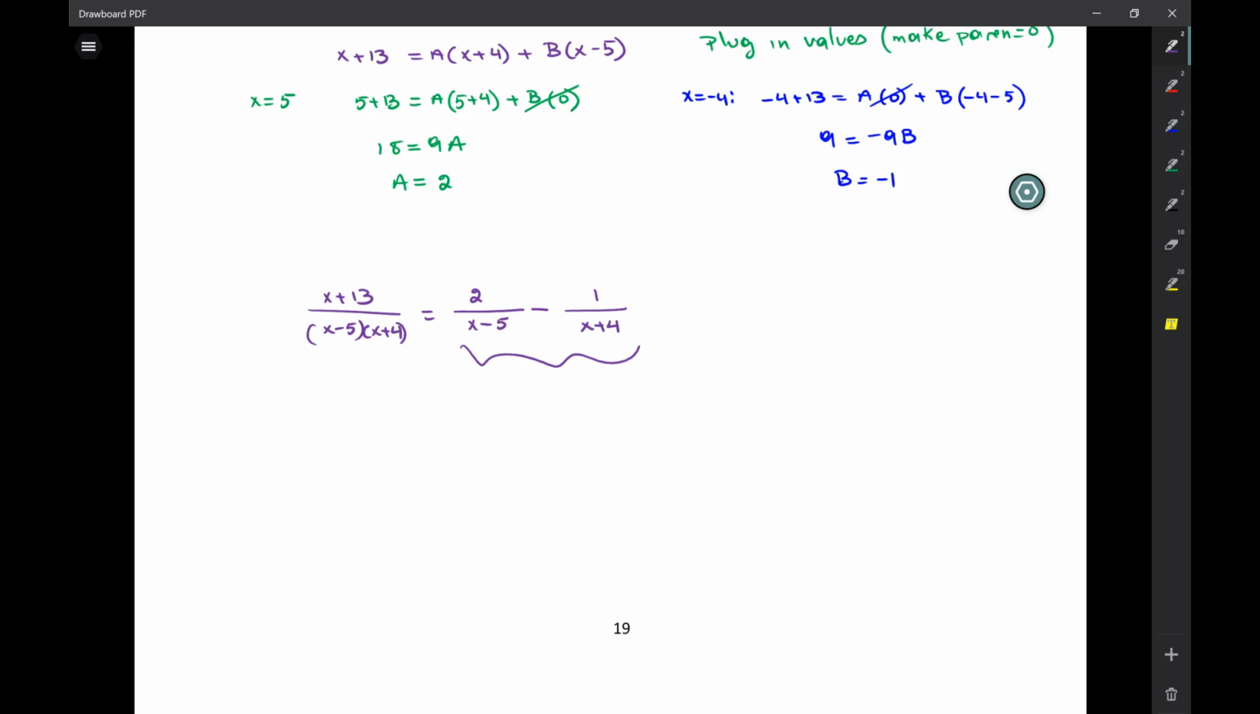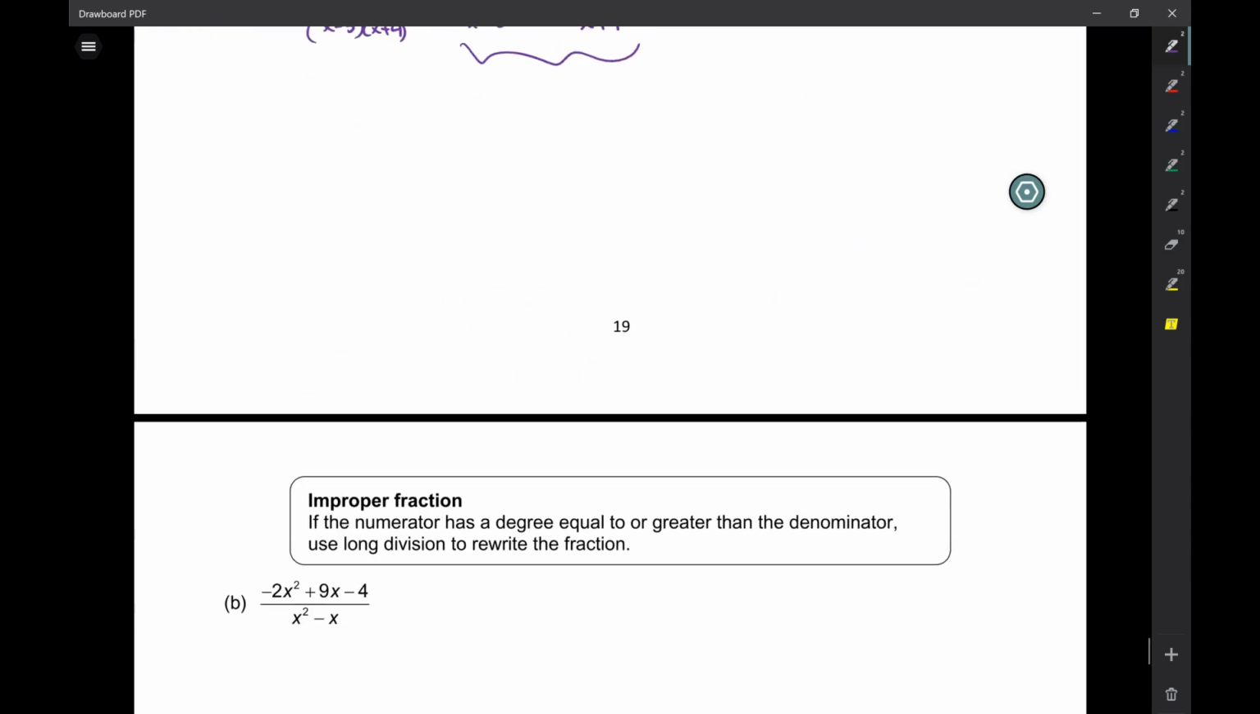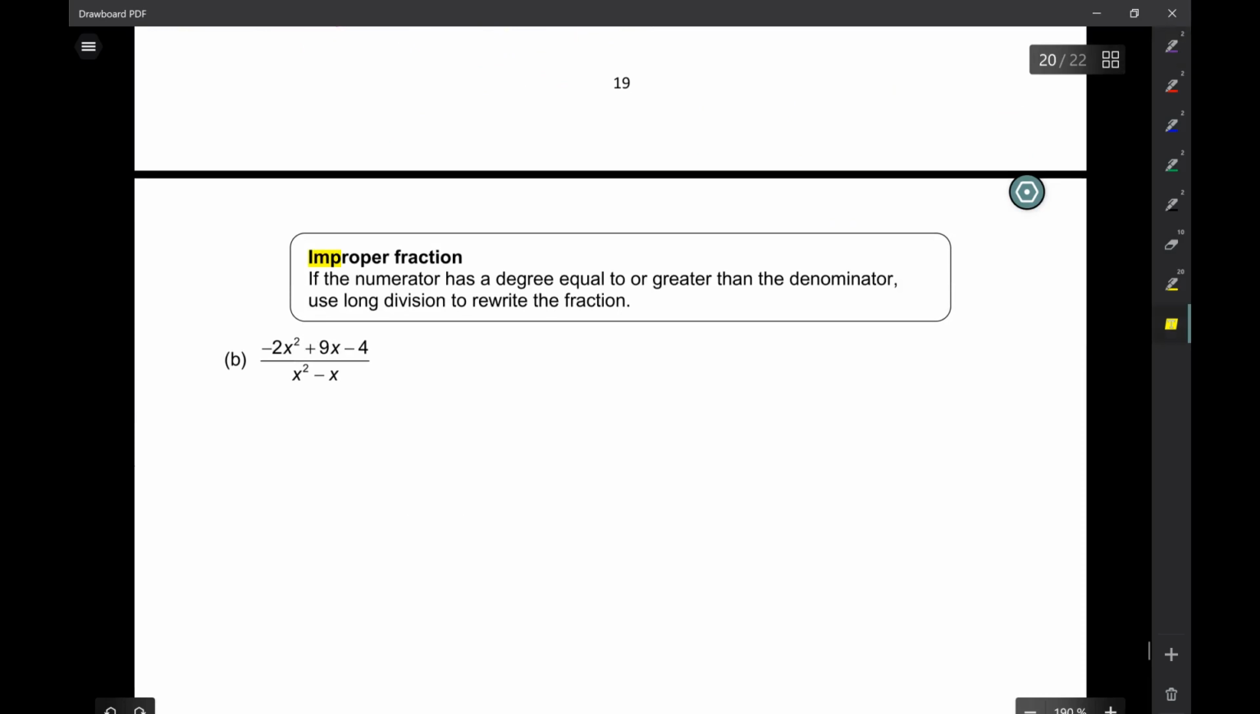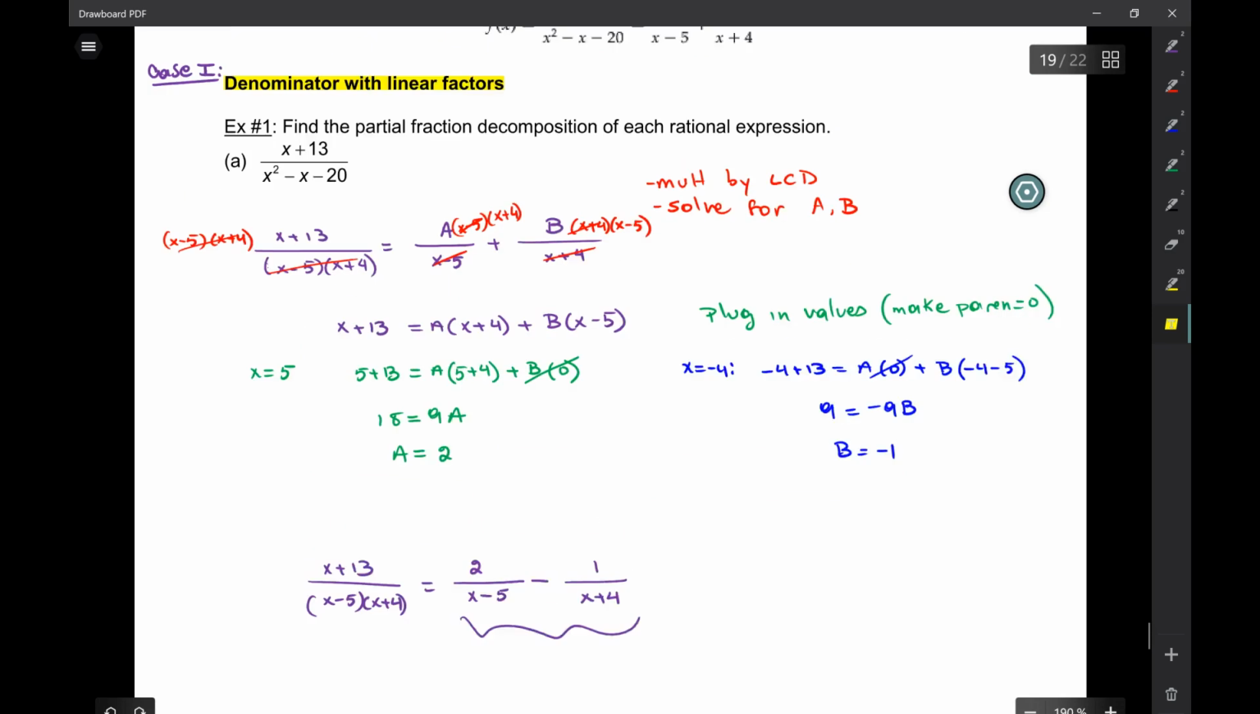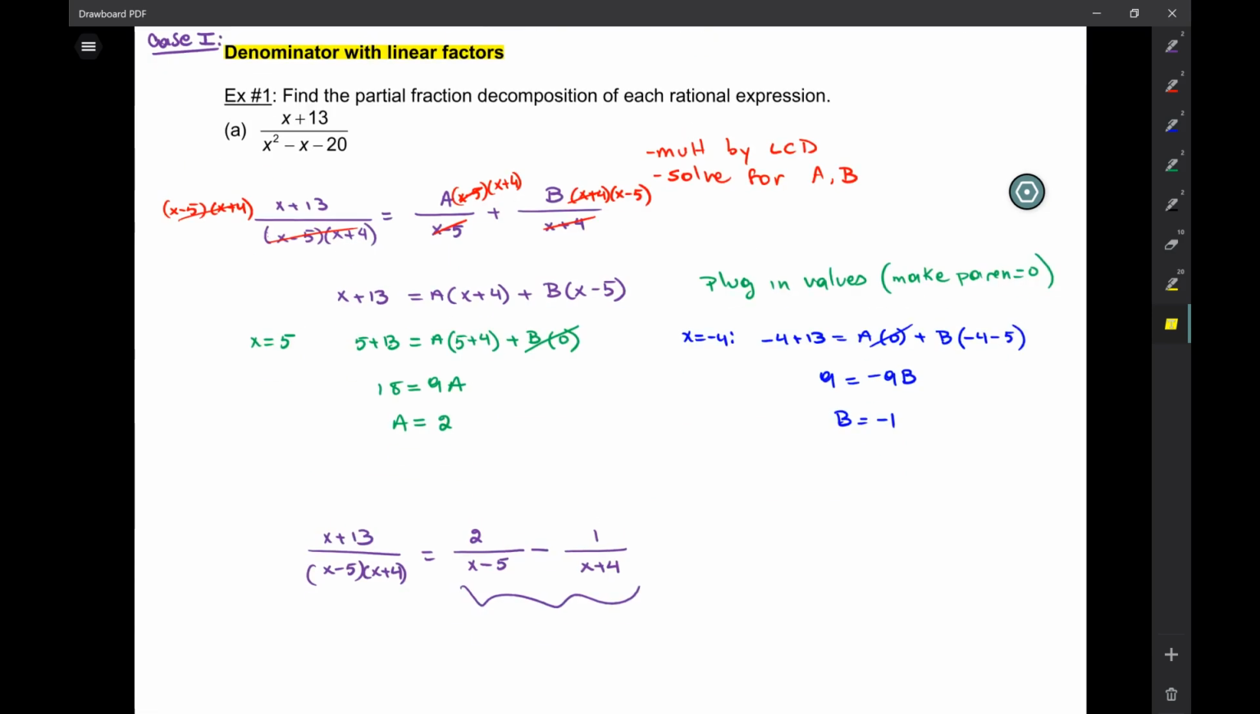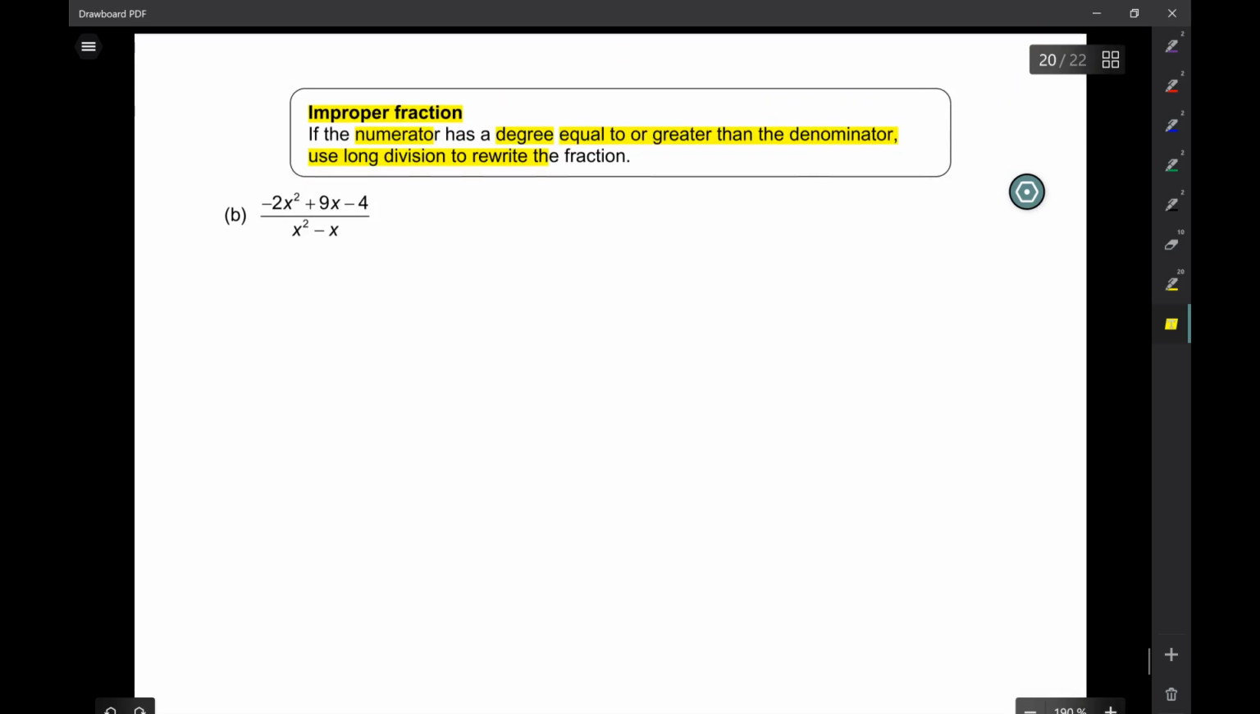Okay, yes, question. Case number 1. Now, what if you have an improper fraction? Okay, what is an improper fraction? If the numerator has a degree that's equal to or greater than the denominator, then that's an improper fraction. And what we're going to do is use long division first to rewrite the fraction. So look at this first example. I had x over x squared. The numerator has a lower degree. That's a proper fraction, like 3 over 4 and so on. Here, though, x squared over x squared, that's an improper fraction.